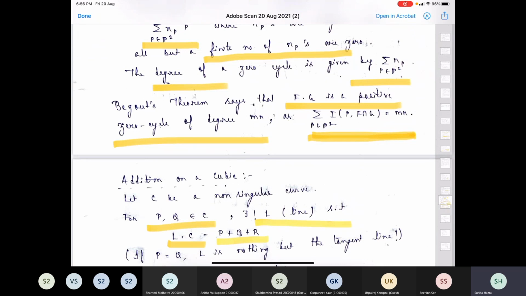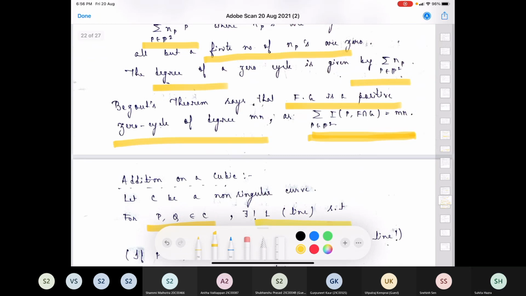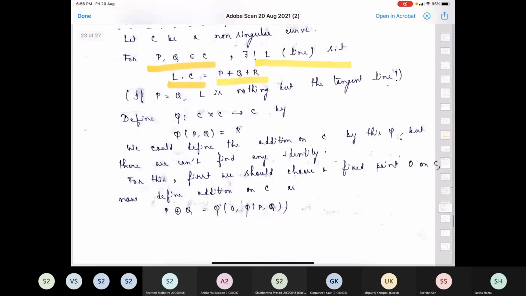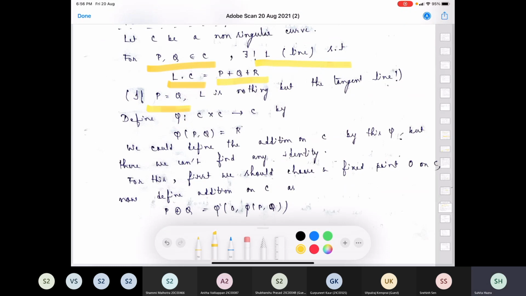And since P, Q belong to C and the line goes through the points P and Q on the cubic C, L·C must contain P and Q, and another point we call R. If P equals Q, L is nothing but the tangent line at P. Otherwise, if P, Q are distinct, they are simple points.